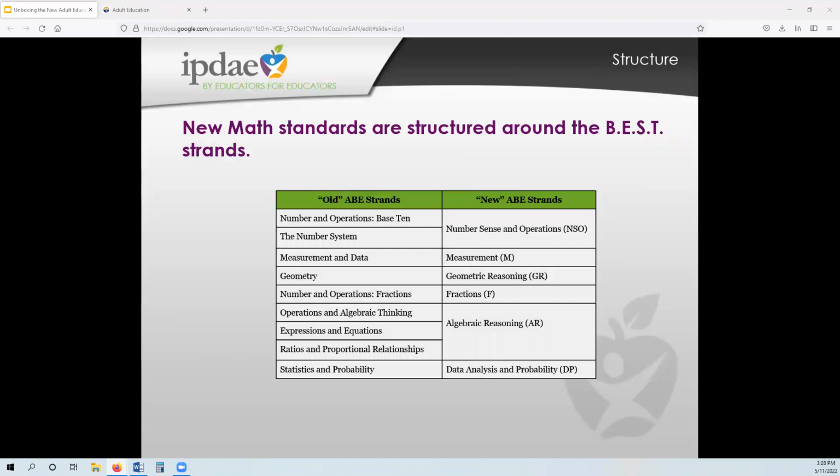And so we're going to start with an exciting shift here. Earlier I mentioned that we adopted the organization and structure of the K-12 BEST. Well, practically what that means in math is we're shifting from 9 strands. There used to be 9 different buckets of math topics that were the organizational framework for the previous version of ABE. And we're moving to just 6 strands.